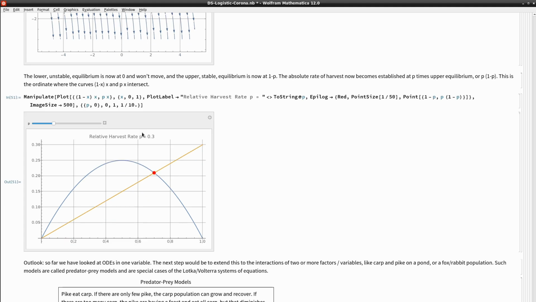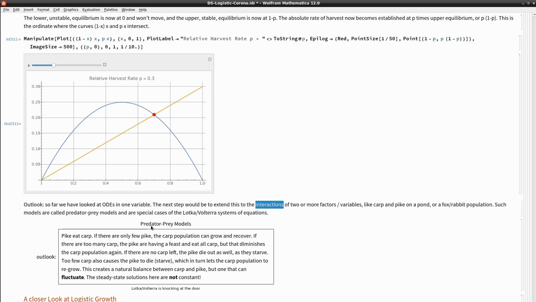Okay, so far we have looked at ODEs in one variable. And the next step would be to extend this to the interactions of 2 or more variables, for example, in a predator-prey model. So a simple example would be carp and pike in a pond, or a fox and rabbit population. Right? They're called predator-prey models, and they are special cases of the Lotka-Volterra system of equations.